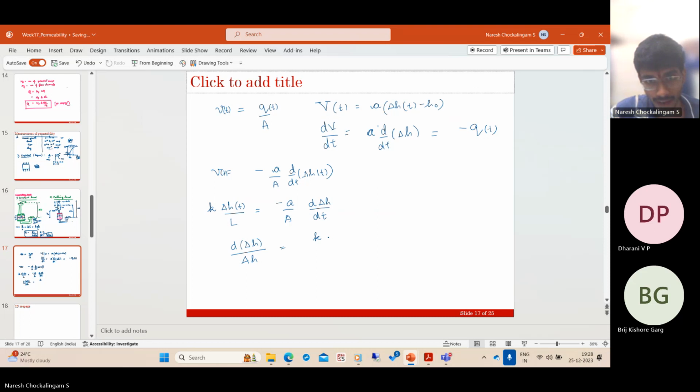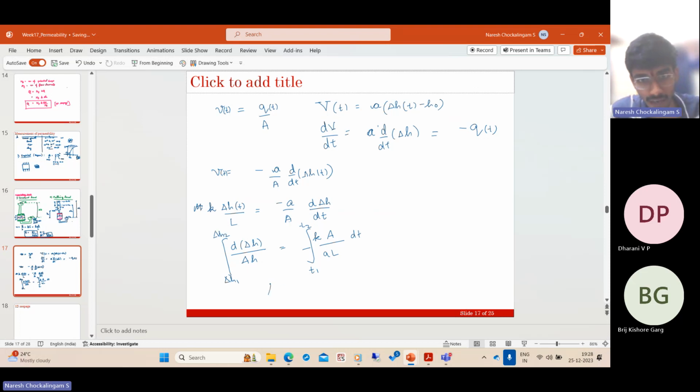K a by AL. So there's a minus sign. No, fine. This is fine. So this is equal to K a by capital A L dt. And integrate on both sides. So this goes from T1 to T2. And this goes from, at time T1, what is delta H? It is delta H1. And this is delta H2.